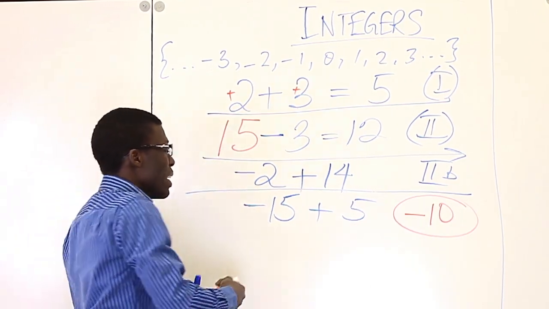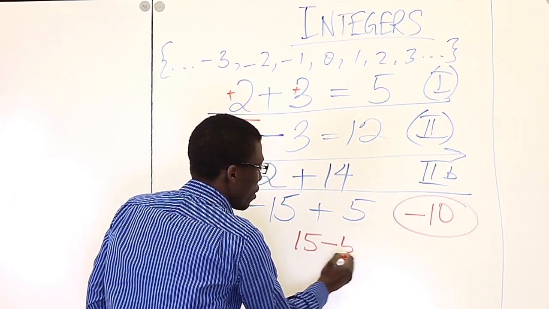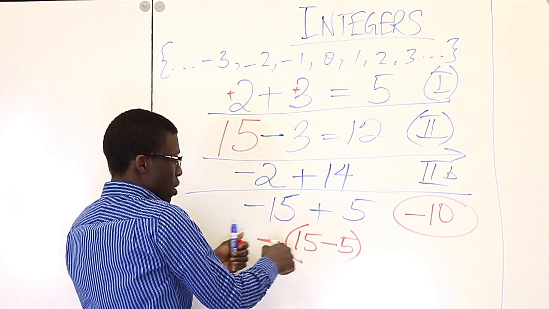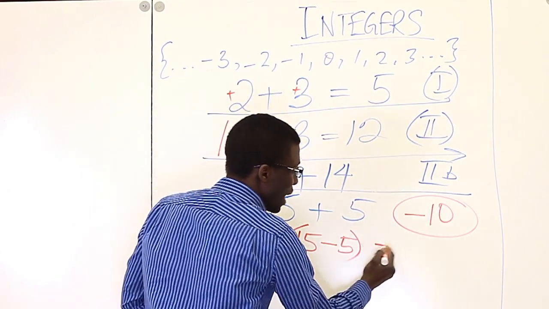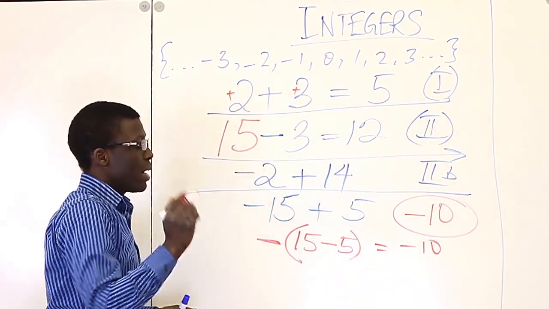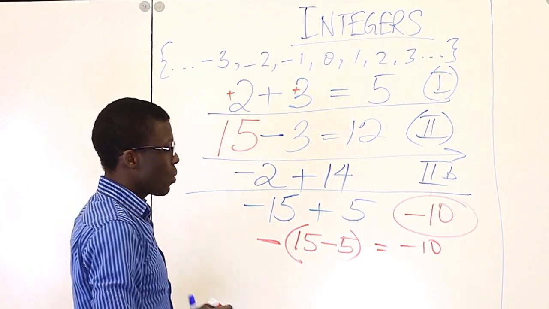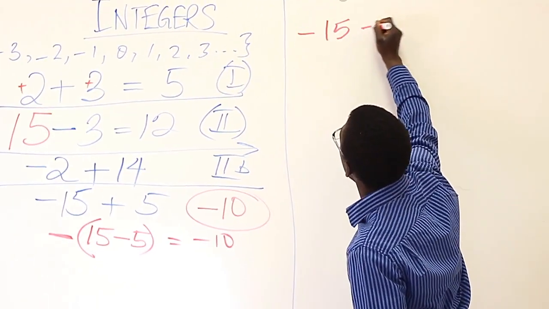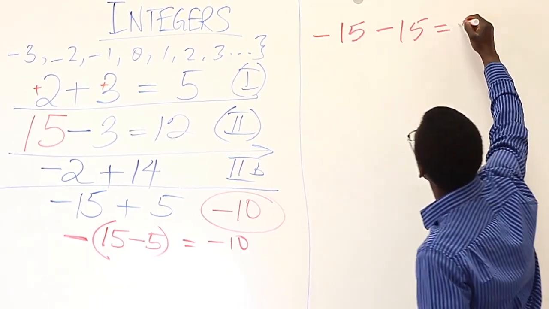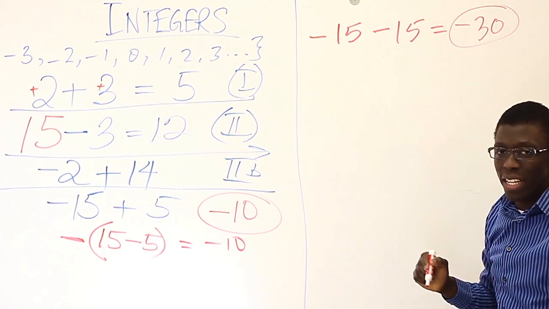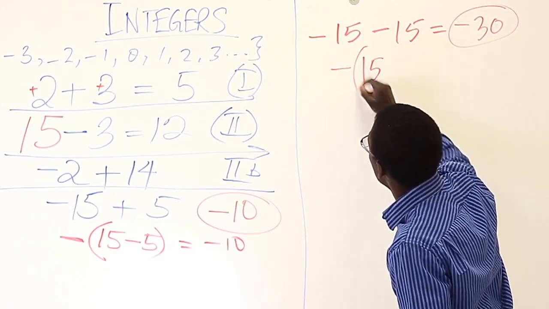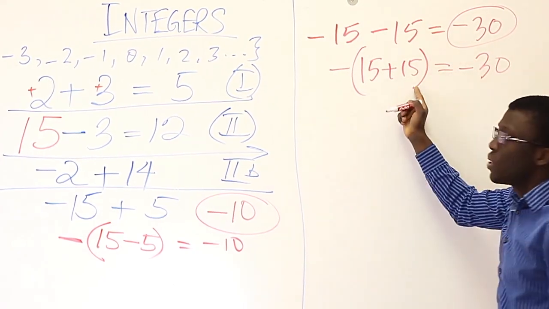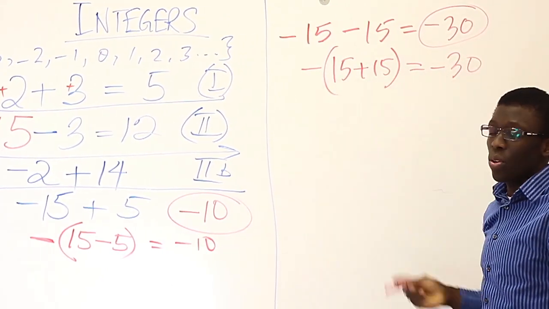Another way of thinking about it is 15 minus 5, but you put a negative outside. So 15 minus 5 is 10. When you attach the negative, you get negative 10. And then let's look at the remaining category quickly. If you have a situation like negative 15 minus 15, in this case, you get negative 30. That's like putting a negative outside, adding the 15s, because 15 plus 15 is 30. You put the negative and you get negative 30.